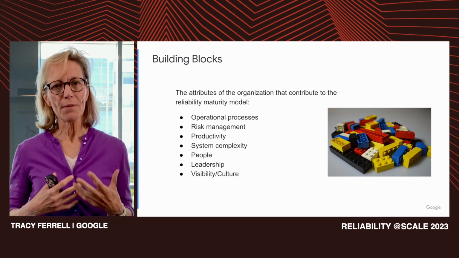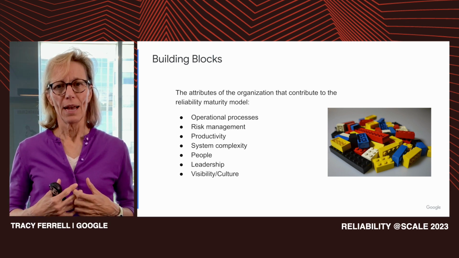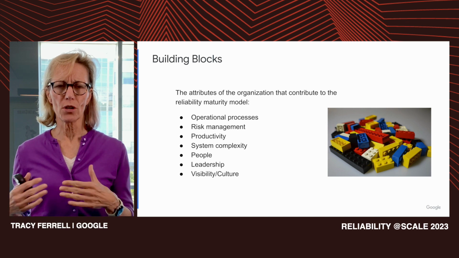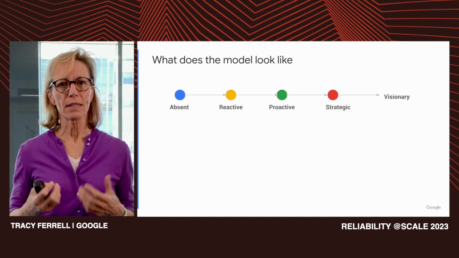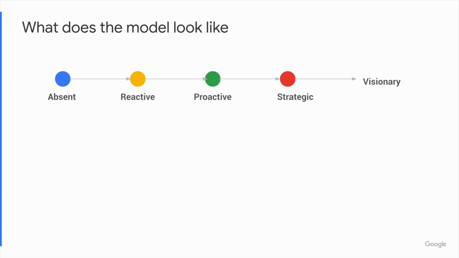All right, so now that we had a list of attributes, how can we define the level of maturity that they reflect? And so Vartika and I decided to lean into a model that's used at Google to describe other aspects of organizational maturity. This model has 5 phases, and we really leaned into the terms because they're very descriptive. The levels of maturity are absent, reactive, proactive, strategic, and visionary.